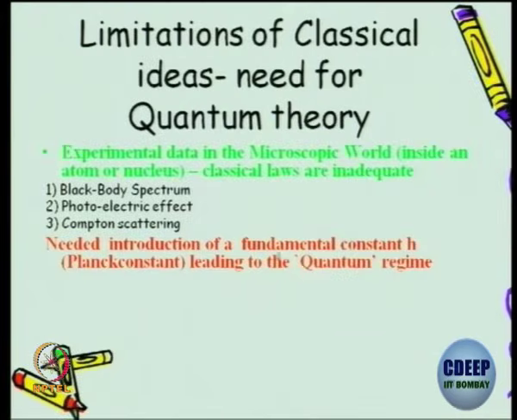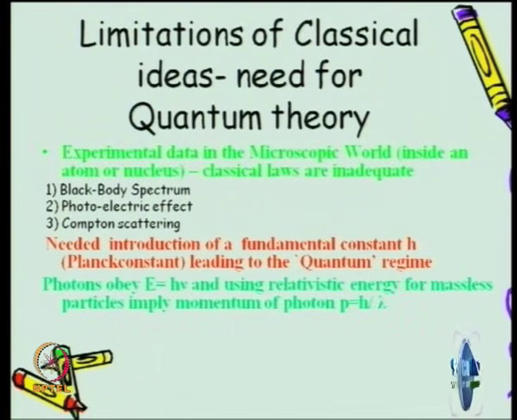You may be using it mechanically, but it is a universal feature which shows up in Planck's constant, the value h. We don't use different values, we use the same value. So, it needed the introduction of a fundamental constant, leading to the quantum regime. h tending to 0 is the limit where you start getting classical physics. h not equal to 0 is what we call the quantum regime. This is also familiar to you, Planck's equation, E equal to h nu, and you can use Einstein's relativistic energy for a massless particle. What is that?